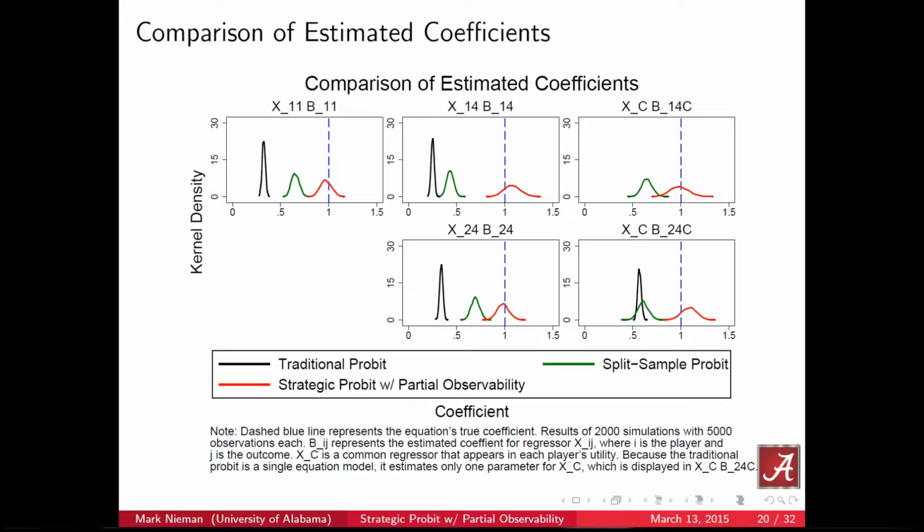The traditional probit is going to be farthest away. It's going to have a conservative bias towards 0, whereas the split sample probit will always outperform the traditional probit, but not do as well as the strategic probit because it doesn't account for that conditional relationship between player 1 and player 2. It's also worth noting that for x subscript c, beta subscript 14c, there is not a traditional probit coefficient because, again, the traditional probit can only capture that common regressor 1 time.